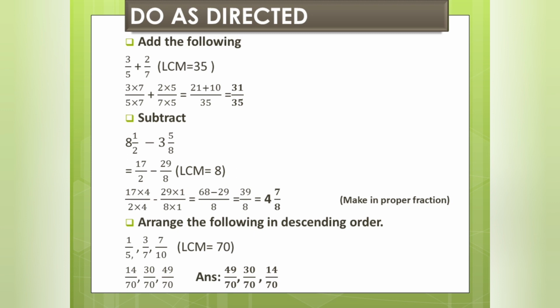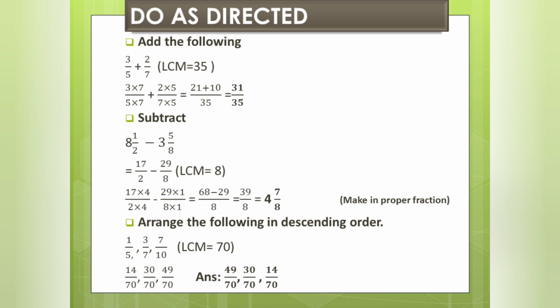Okay, now I hope you understood the addition and subtraction of fractions. Next, just see how to arrange fractions having different denominators in descending order. Descending order means big to small. 3 fractions are given: 1 upon 5, 3 upon 7, 7 upon 10.